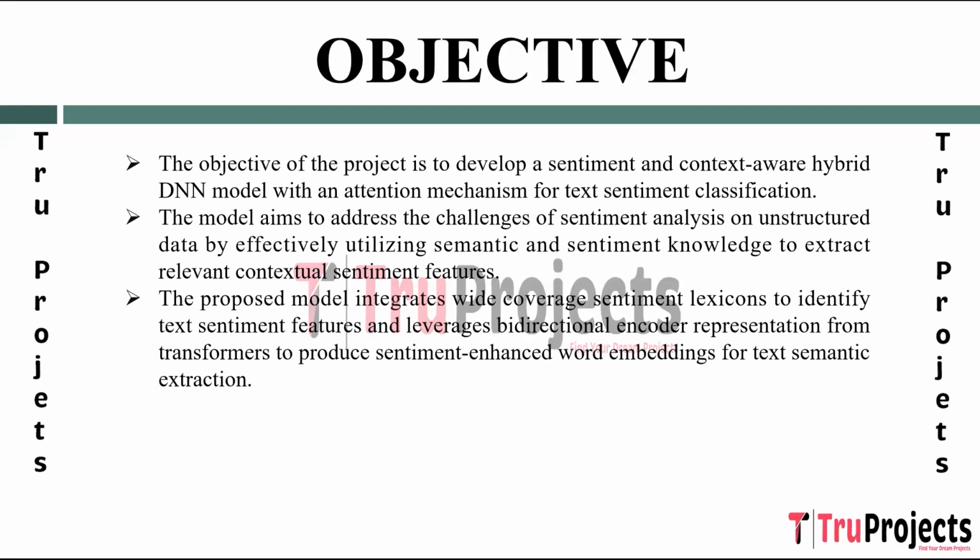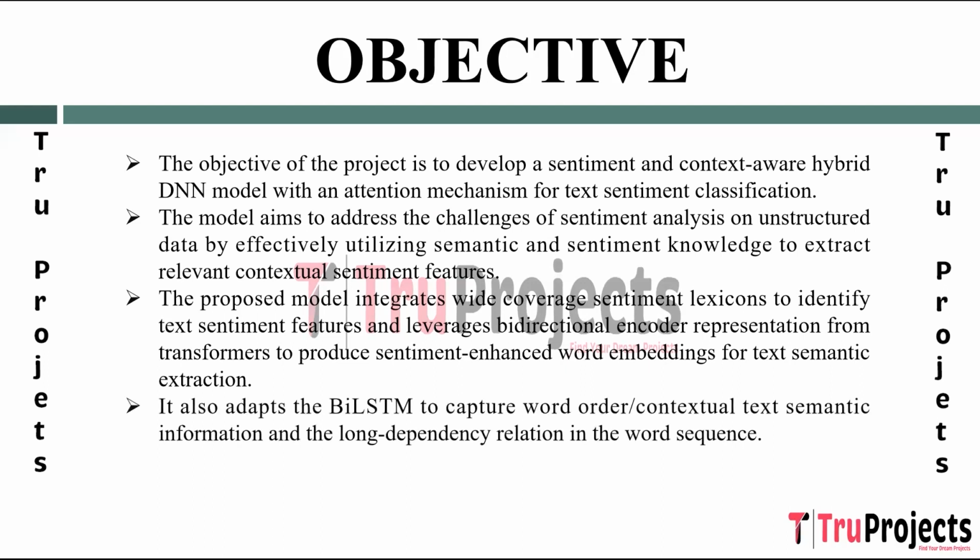To achieve its objectives, the proposed model integrates several innovative components. Firstly, it incorporates wide coverage sentiment lexicons to identify key sentiment features within the text. Additionally, it utilizes Bidirectional Encoder Representations from Transformers to enhance word embeddings, thereby capturing the semantic nuances of the text and enriching its contextual understanding.